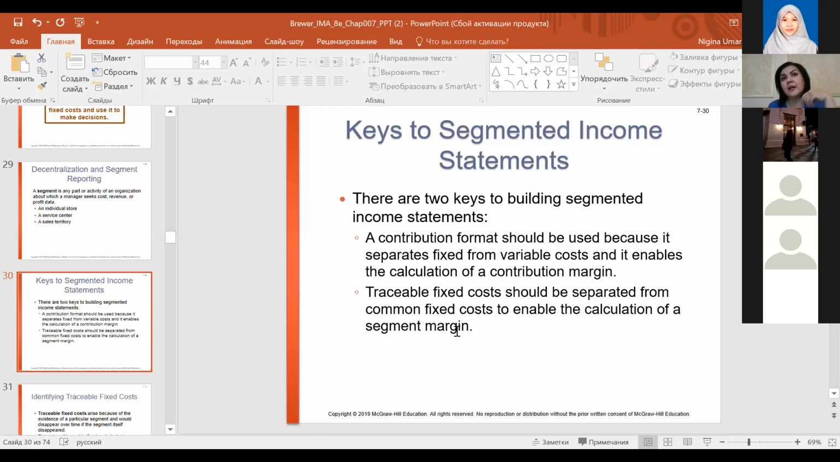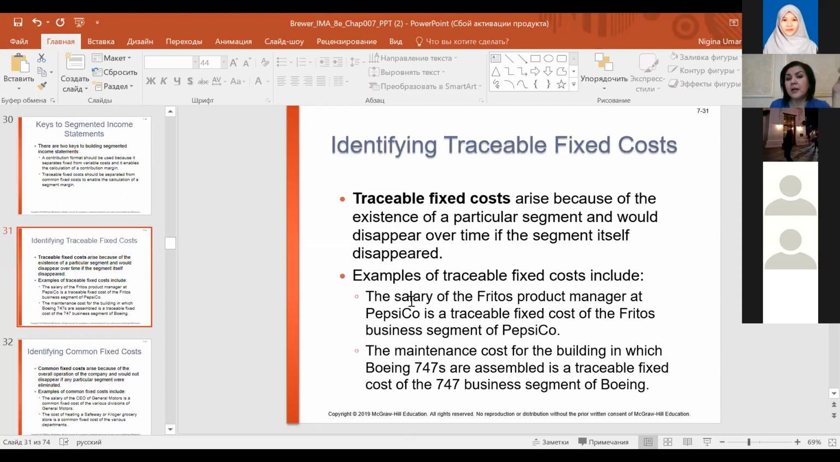Each segment has its own fixed cost. So this cost that can be easily traced or linked to a separate segment is called traceable fixed cost. Common fixed cost is a cost which cannot be easily traced to the segment. So let's look at the examples. Traceable fixed costs arise because of the existence of a particular segment and would disappear over time if the segment itself disappears.